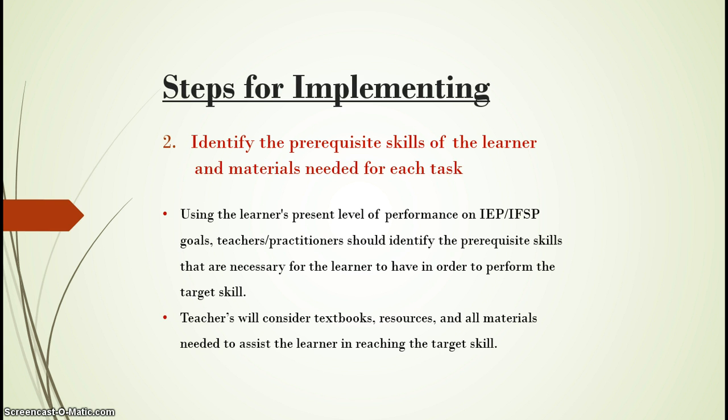The second step for implementing task analysis is to identify the prerequisite skills of the learner and the materials you're going to need to teach this task. Teachers can decide the present level by the learner's IEPs, from past data, or just interacting with your student, whether or not the student has mastered these skills, whether they're ready to apply the next set of skills, and so on. This is also when the teacher is going to consider the textbook, the resources, all the materials you're going to need to actually teach the targeted goal for the student.